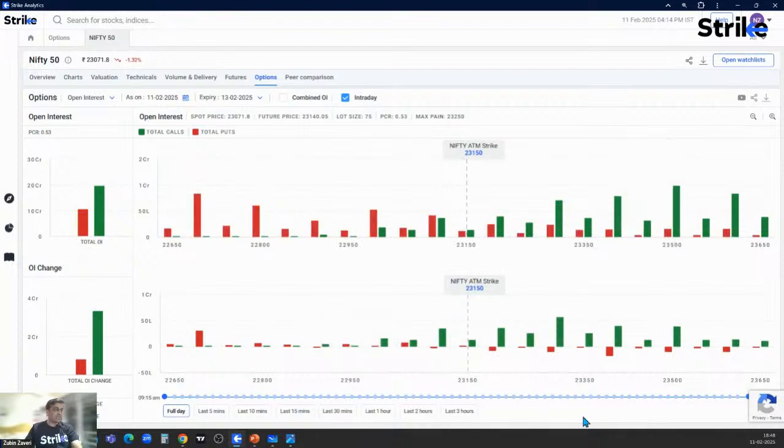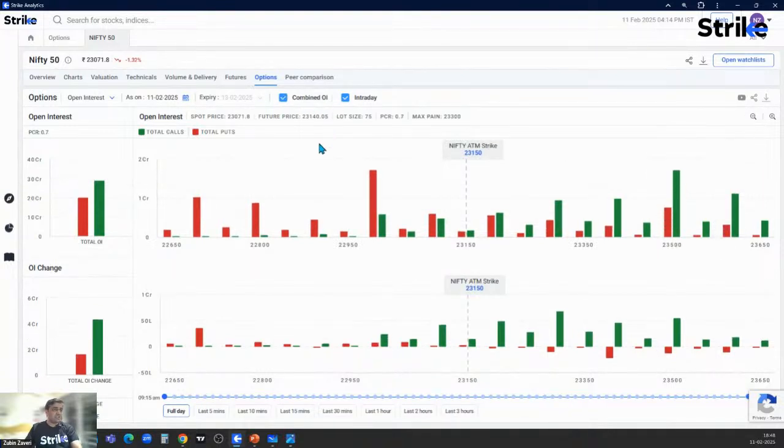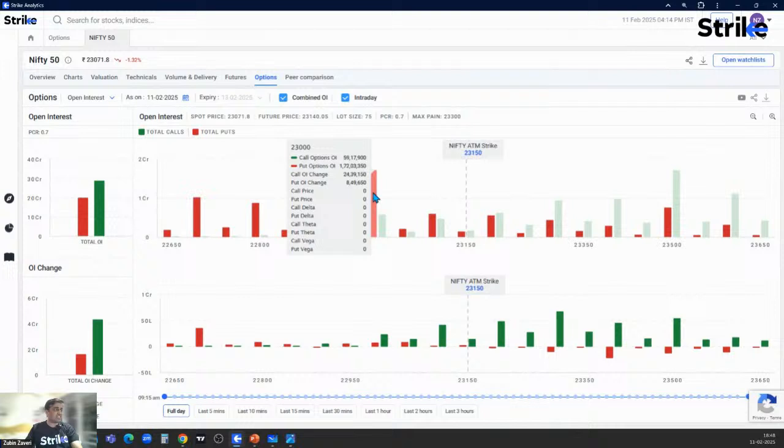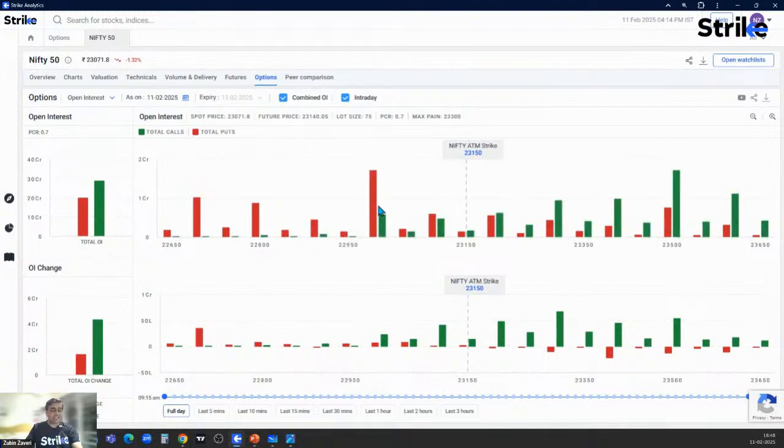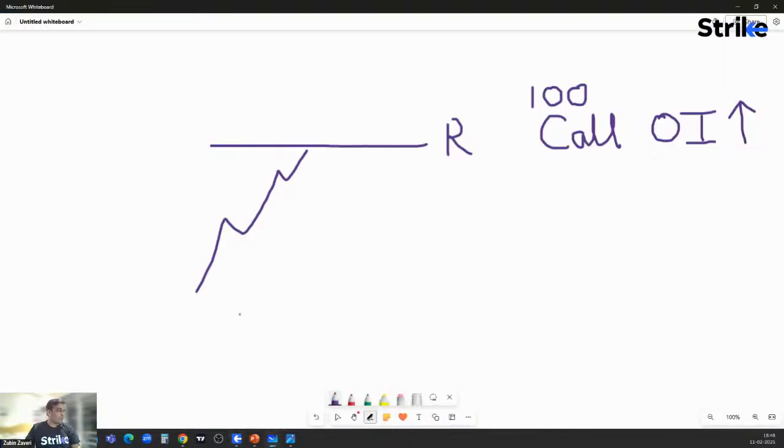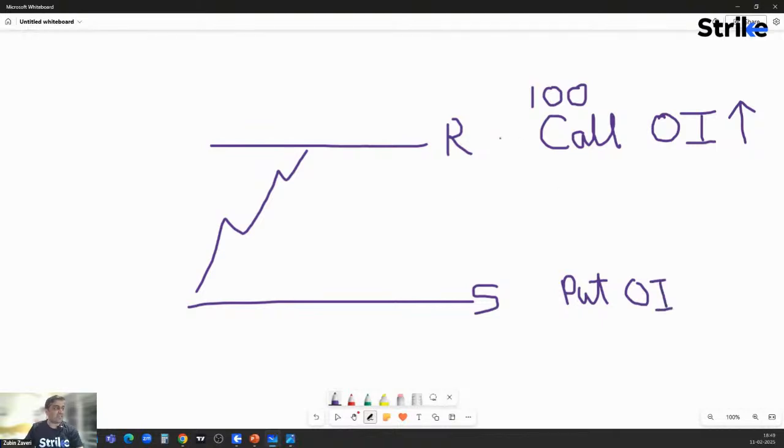Similarly, where is the highest put open interest? When we look at the combined OI, you can see the highest put open interest is at 23,000. So 23,000 is regarded as a very strong support level. A strong support level is where the put open interest is highest, and a resistance level is a place where the call open interest is highest. Is that clear, my friends?